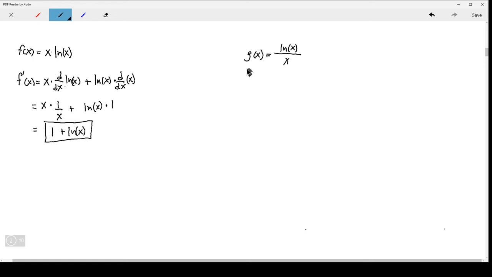All right, come over here. Let's do this one, g prime of x. All right, this one is a quotient. So I'm going to put it together with the quotient rule. So the quotient rule is the bottom times the derivative of the top minus the top times the derivative of the bottom all over bottom squared.